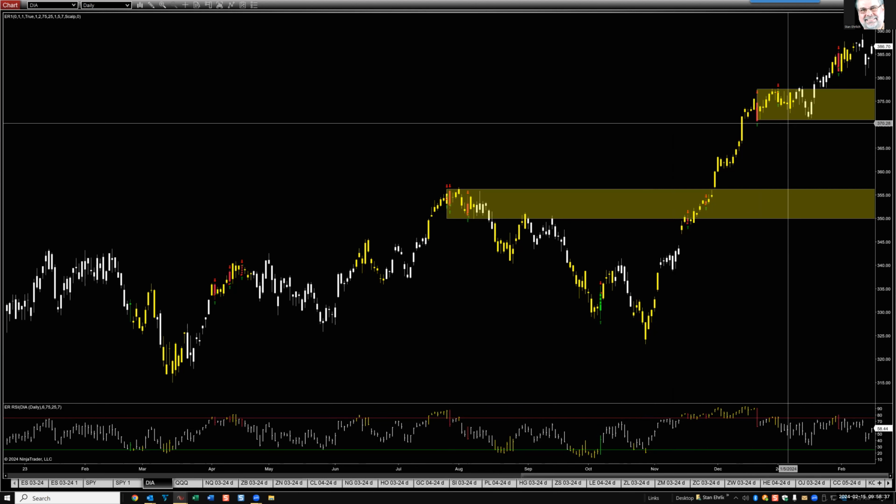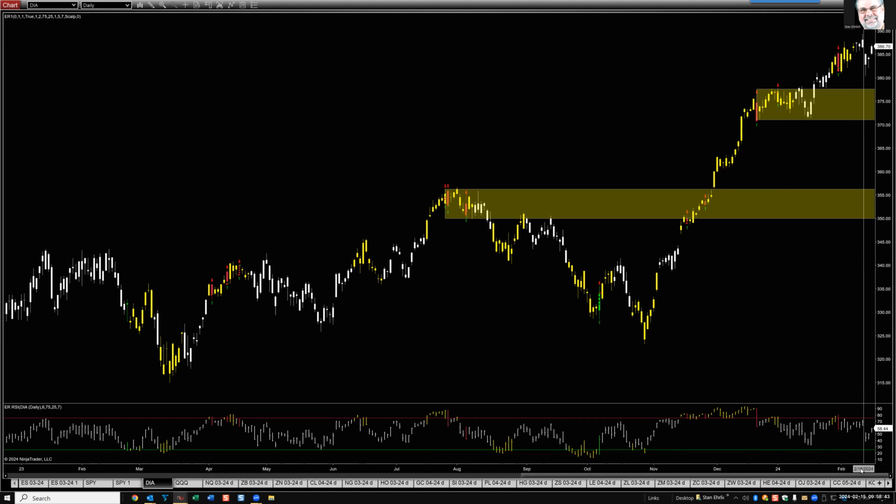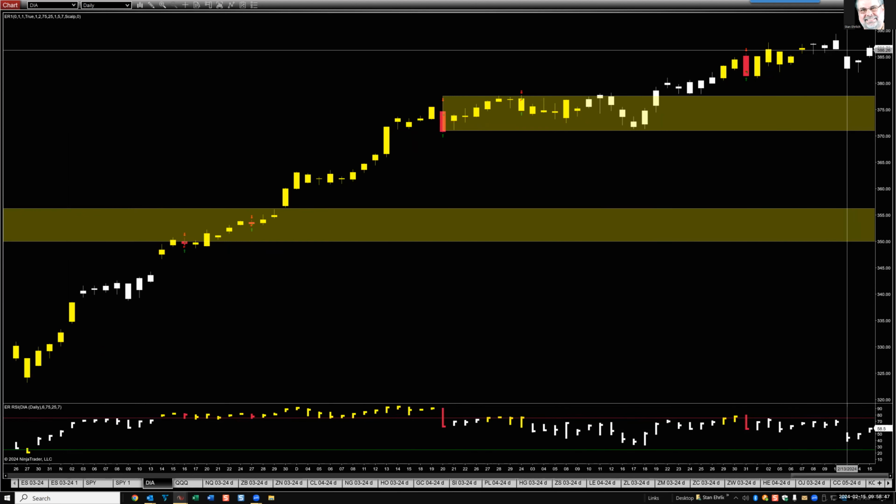Okay, gap is closed on the DIA on the rally this morning, plus a little bit more. Let's go into this much tighter. And you can see my horizontal cursor is around the high of today, which is a little bit above it, and that's fine.